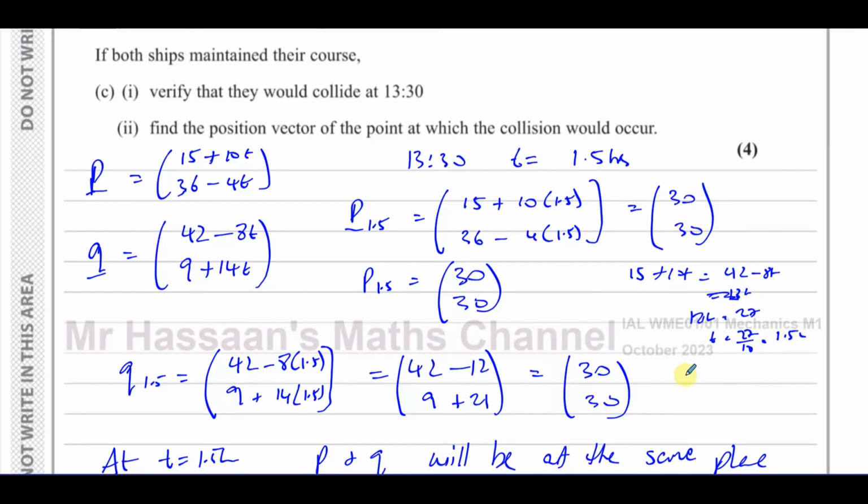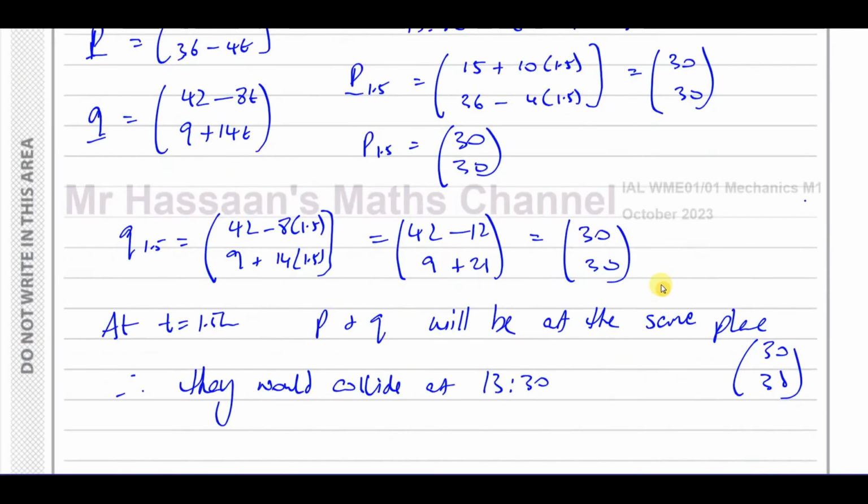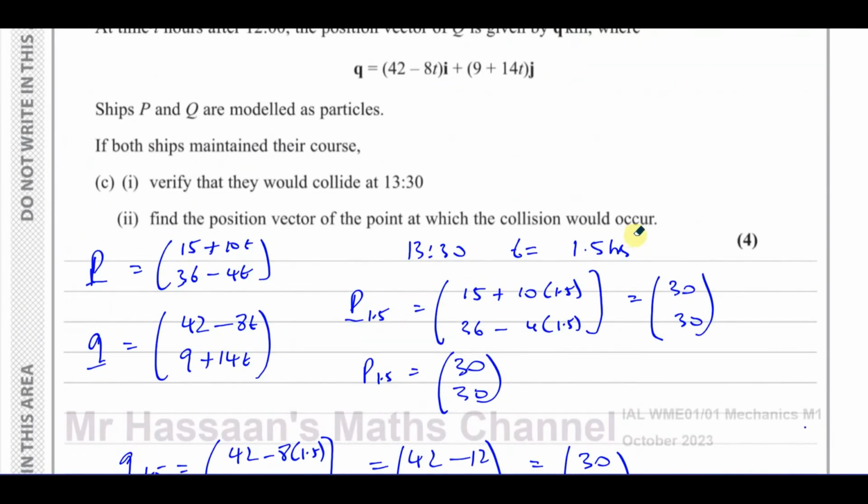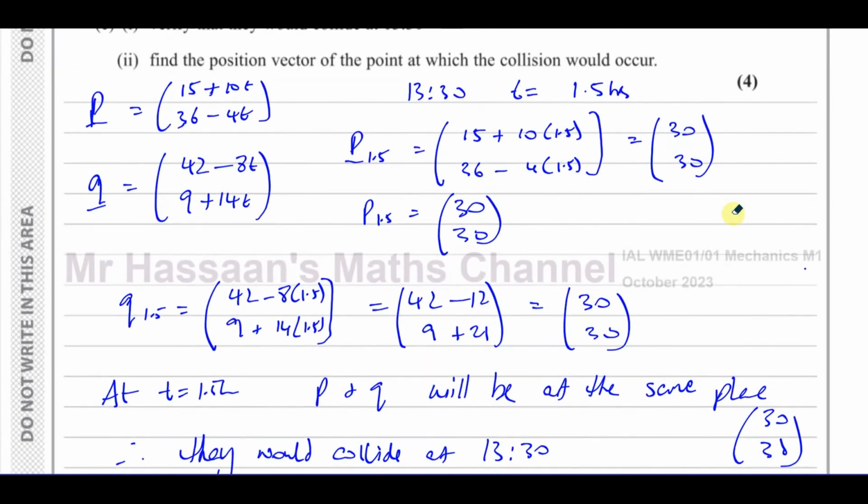And if we equate the J components, we can say that 36 minus 4T equals 9 plus 14T. So we're going to have 36 minus 9, which is 27, equals 14T plus 4T, which is 18T. So again, we'll have 27 over 18, which is also 1.5. They both give us the same time, 1.5. So both I and J components will be the same at 1.5 hours, so they will collide. But I think this is a nicer way: just find where they are at that time. If they both give you exactly the same position vector at that time, they must collide at that time. Okay? So that's killing two birds with one stone.